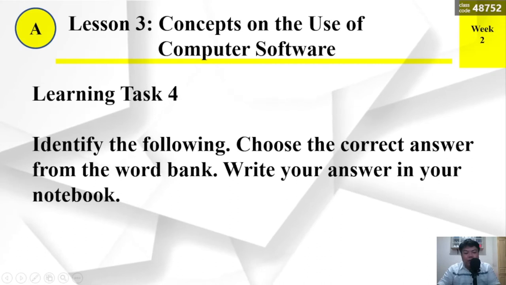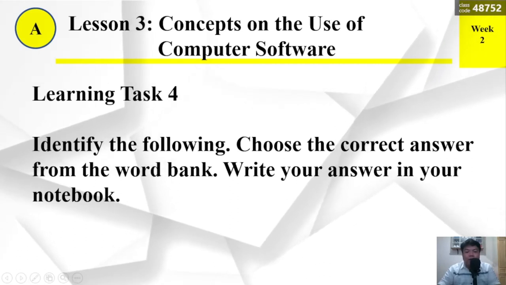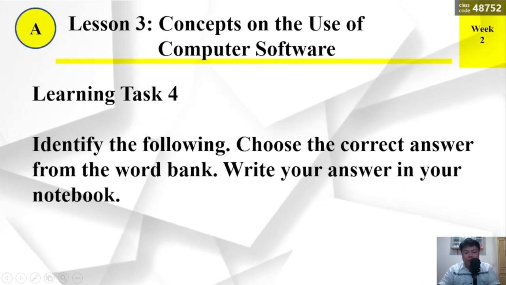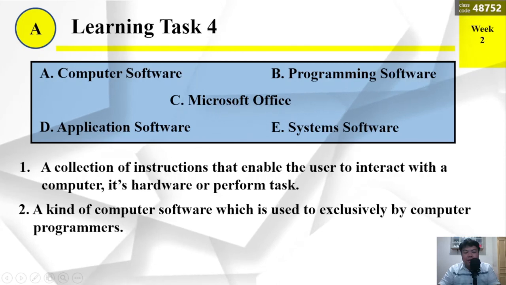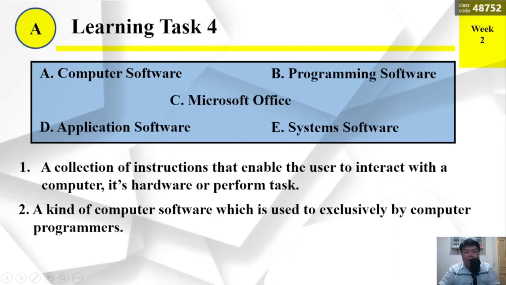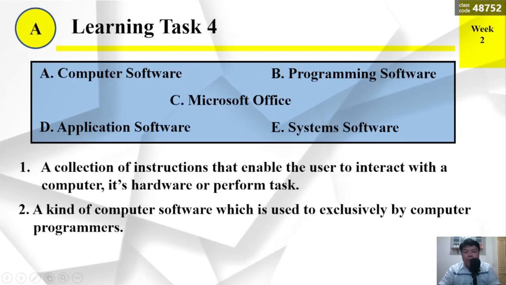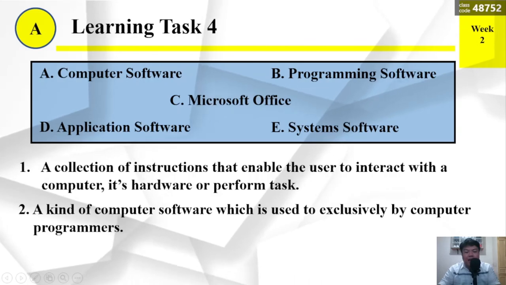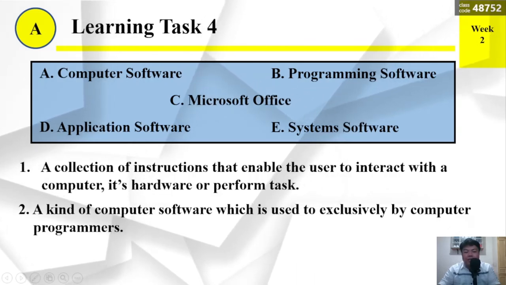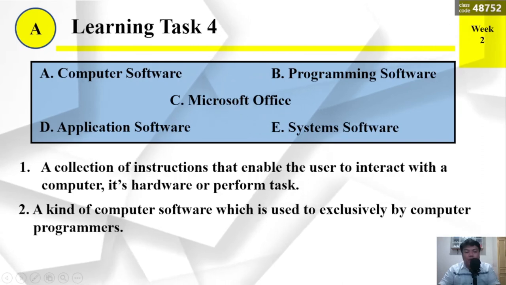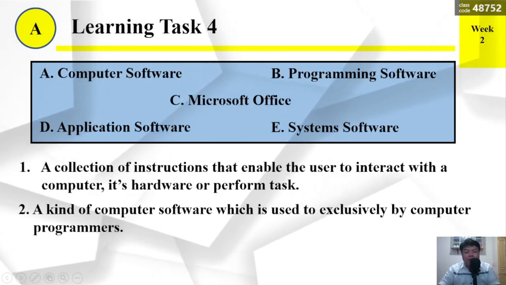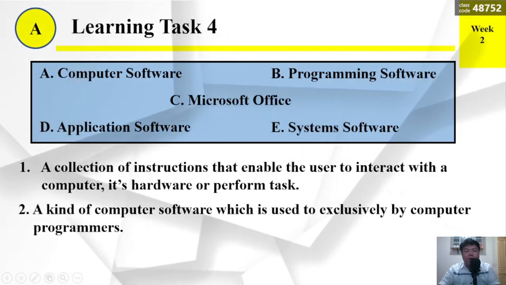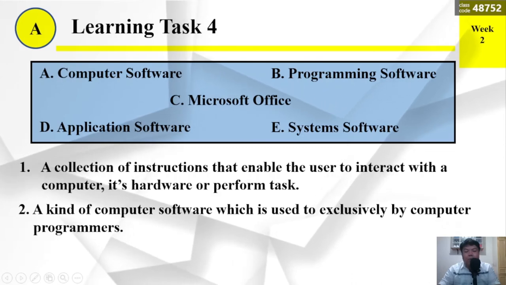Learning task number 4, identify the following. Choose the correct answer from the word bank. Write your answer in your notebook. These are the choices. A, computer software. B, programming software. C, Microsoft Office. D, application software. Or letter E, system software. Question number 1. A collection of instructions that enable the user to interact with a computer, its hardware, or perform tasks.